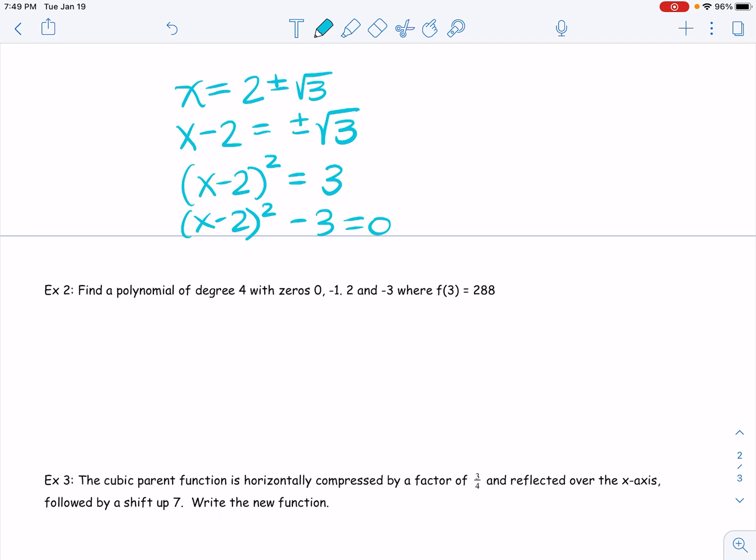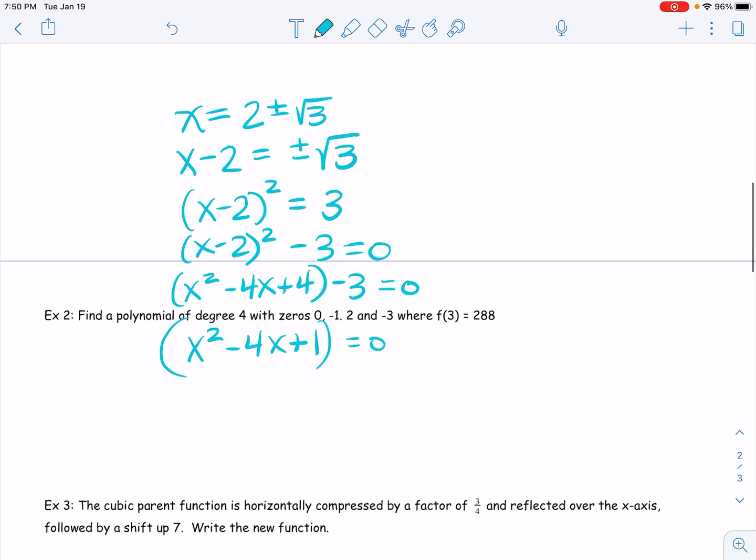Okay. What I would need to do here, though, because I'm not done, is actually FOIL out that x minus 2 squared. So that's going to be x squared minus 4x plus 4. And then I still have my minus 3. So, excuse me, that's really going to be x squared minus 4x plus 1. Okay, so that means that's what I started off with to get the zeros of 2 plus or minus root 3.